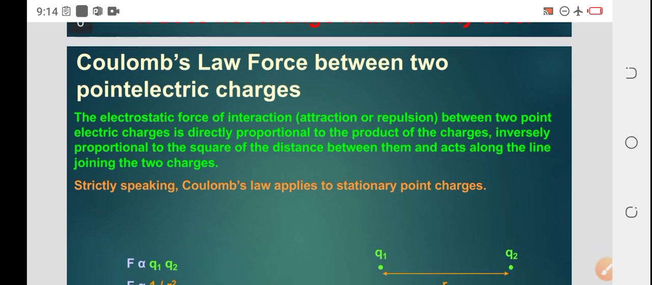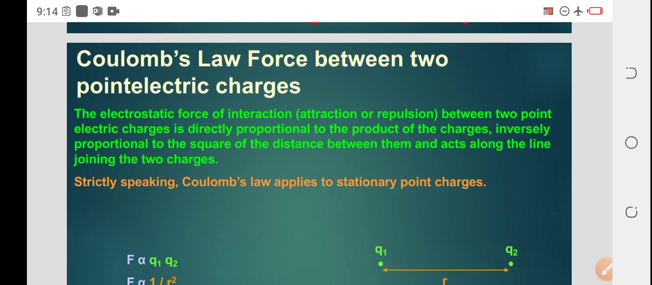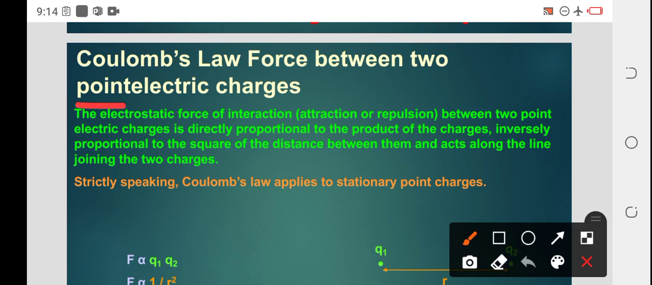Then the next outline is about Coulomb's law for force between 2-point electric charges. You need to consider 2-point electric charges. So Coulomb's law is a law which describes the relation between force and electric charges.